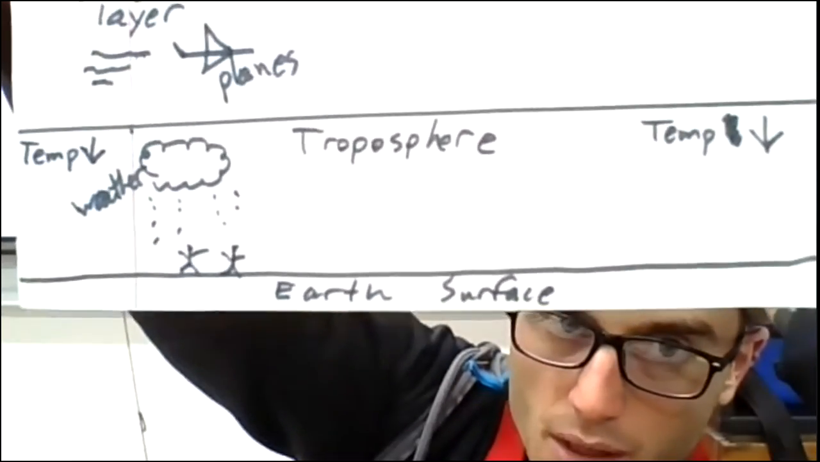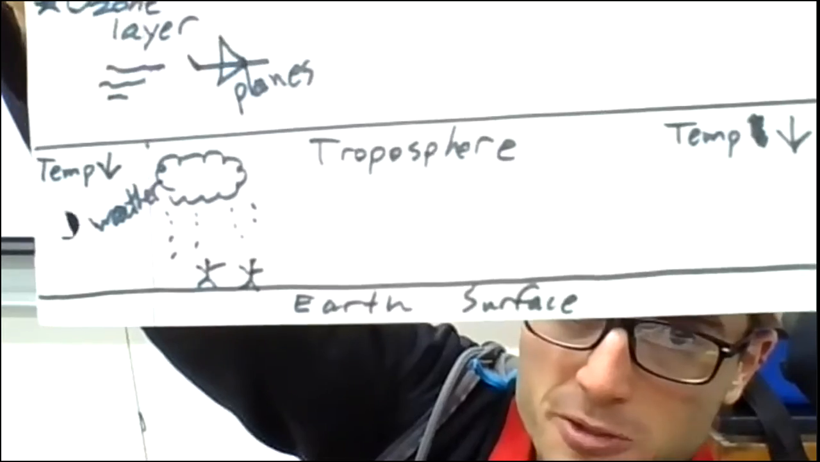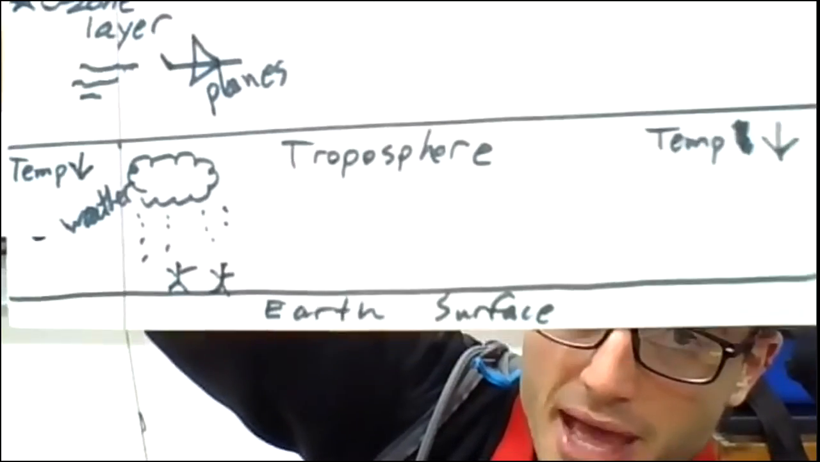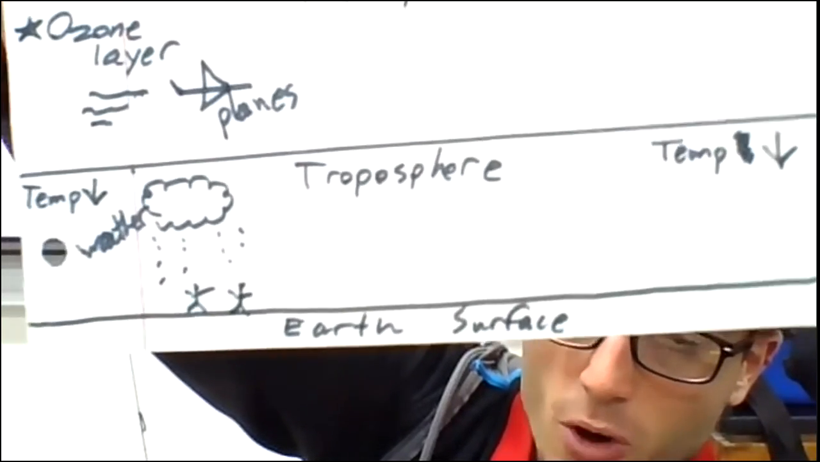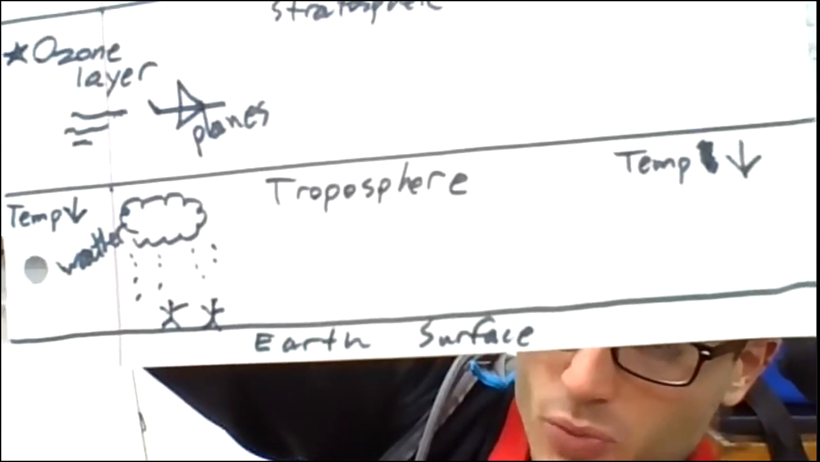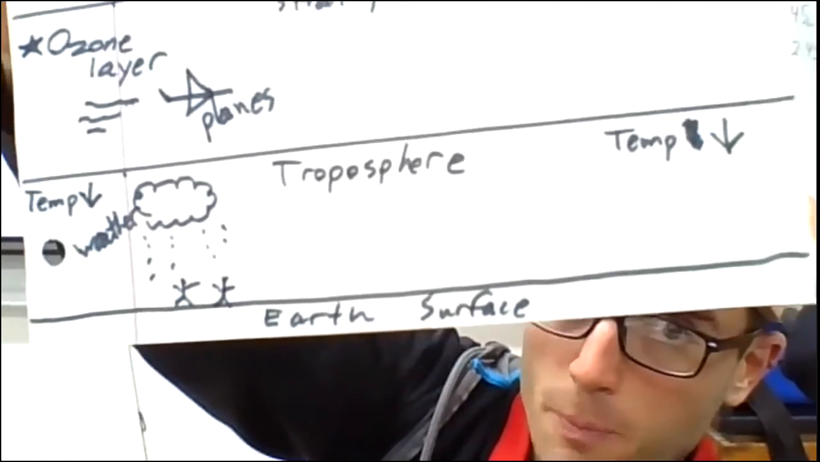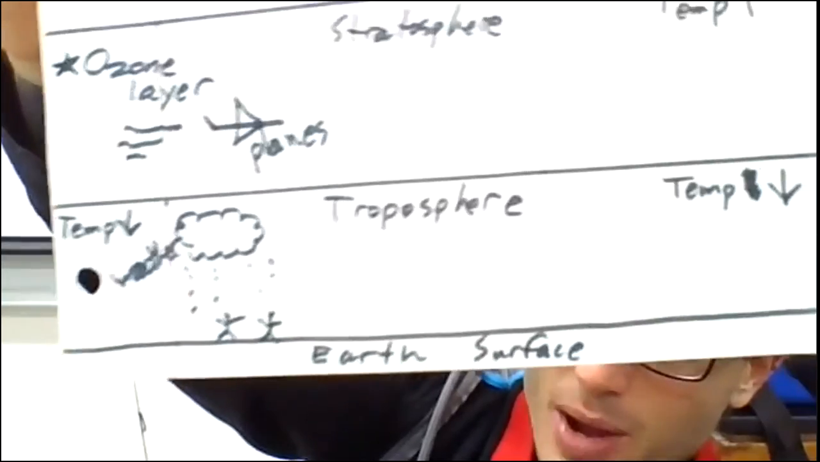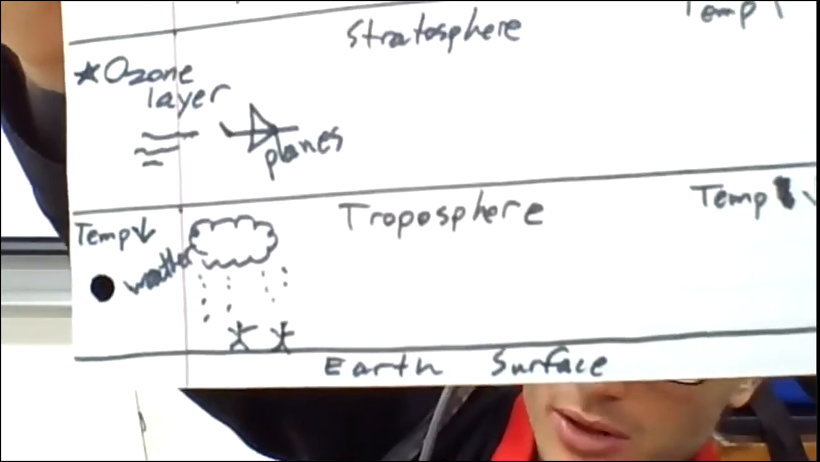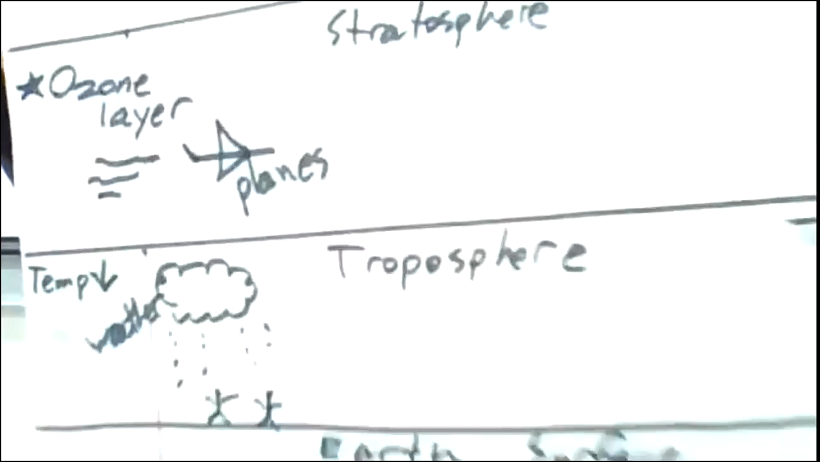With that, we have the first sphere, the troposphere. That is going to have a rain cloud for our weather. And we have little humans there to show where we are as well. So we are currently right now within the troposphere. This has our weather. I have a storm cloud there as well, where people are at. And lastly, temperature is going to decrease.